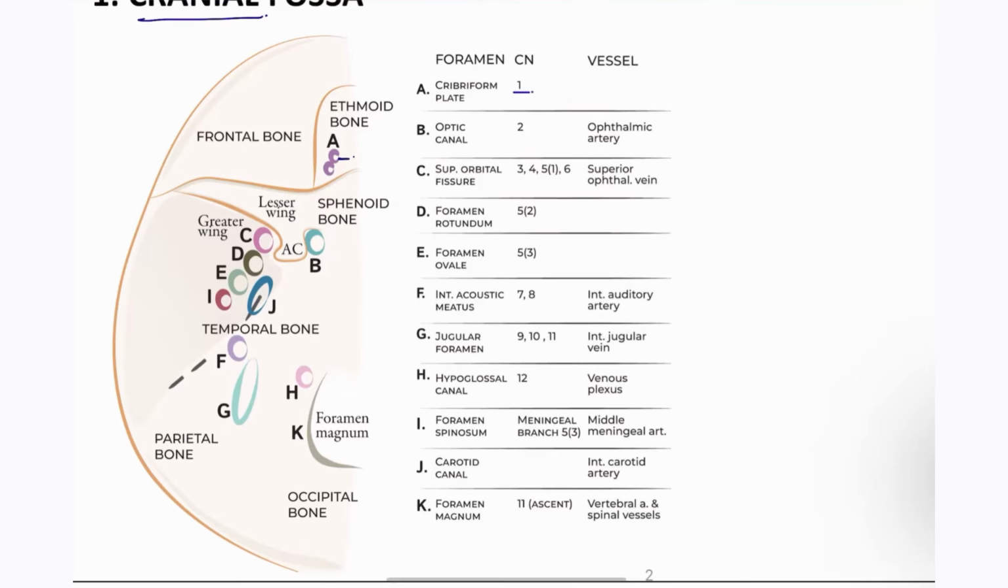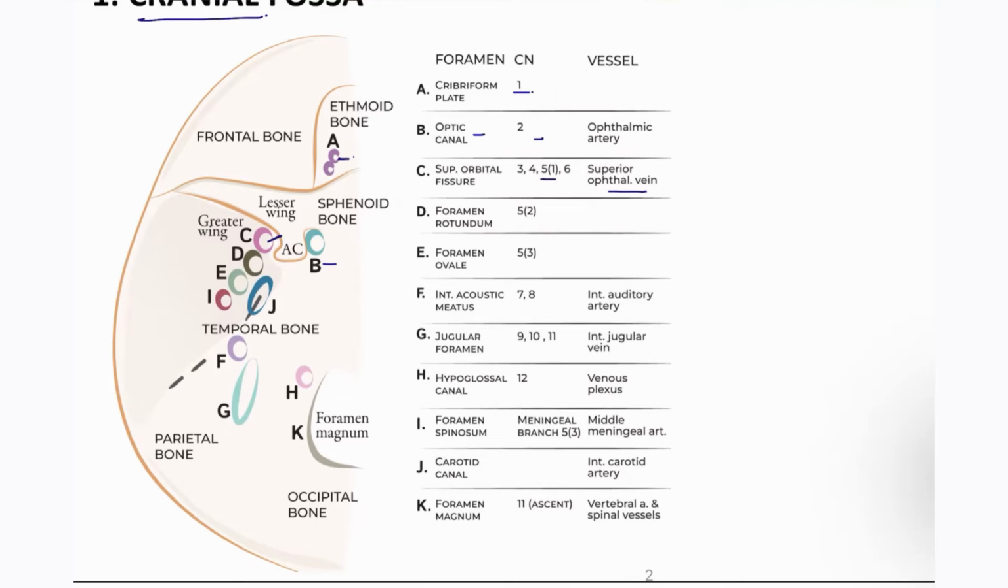Next, here this is the B. So the B, optic canal, optic nerve. And here the third one, C, this is the superior orbital fissure. In the superior orbital fissure, you have three important nerves. Okay, one is the third cranial nerve, fourth cranial nerve, and sixth cranial nerve. But for the fifth cranial nerve, only the first branch is going to come here. Okay, next, the superior ophthalmic vein.